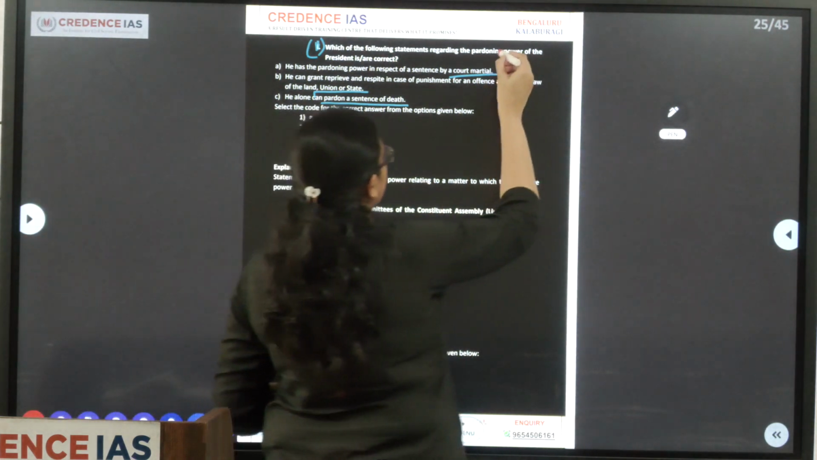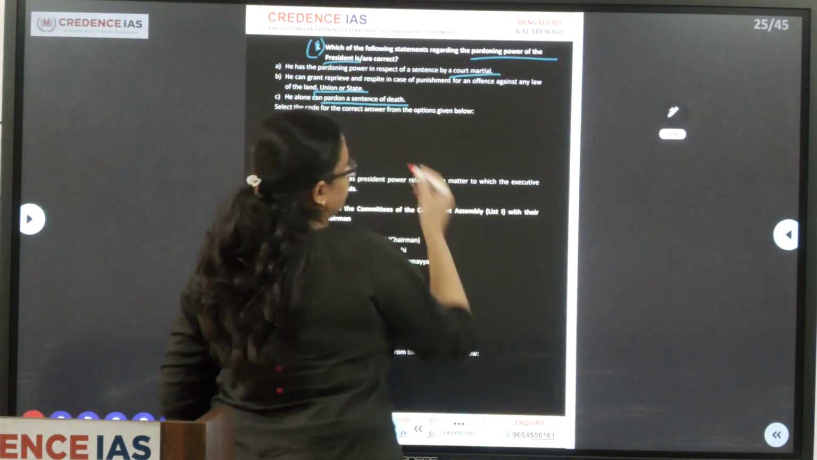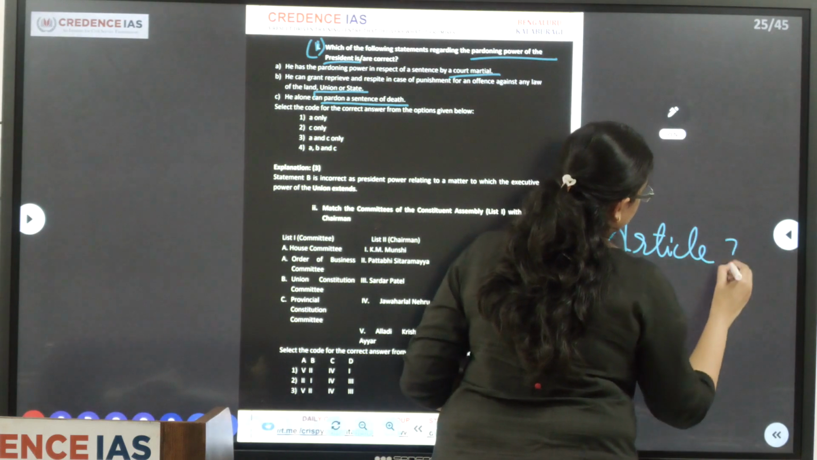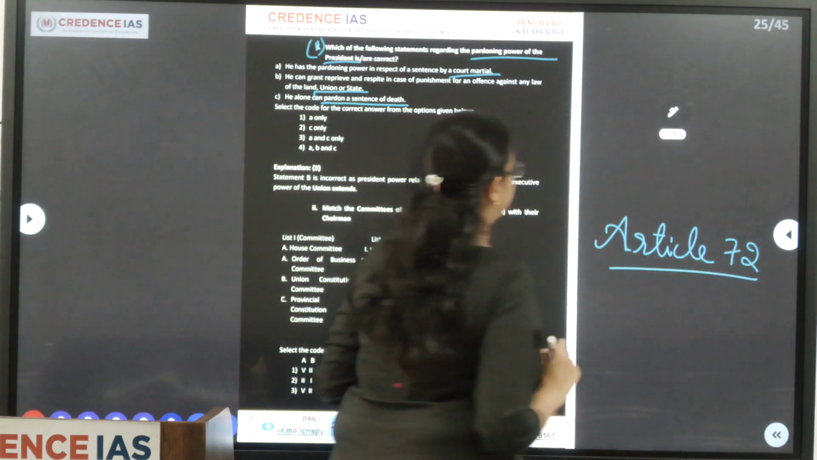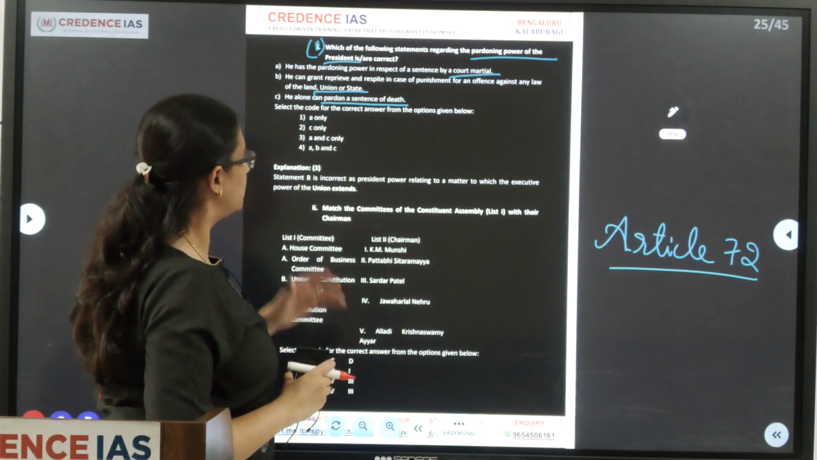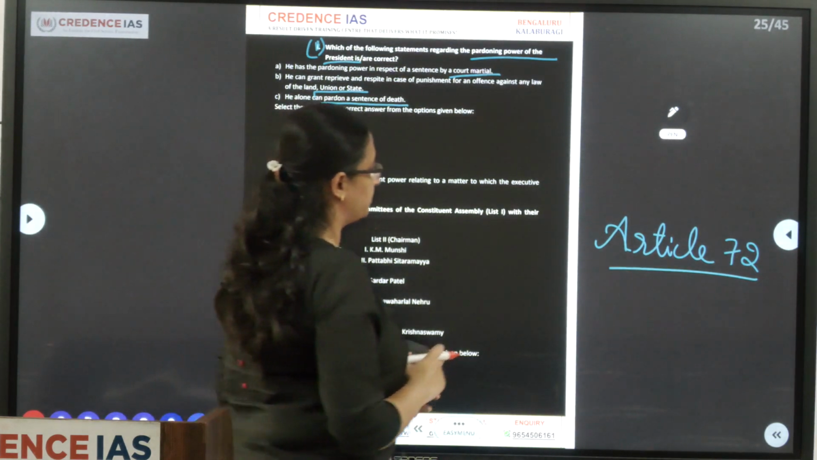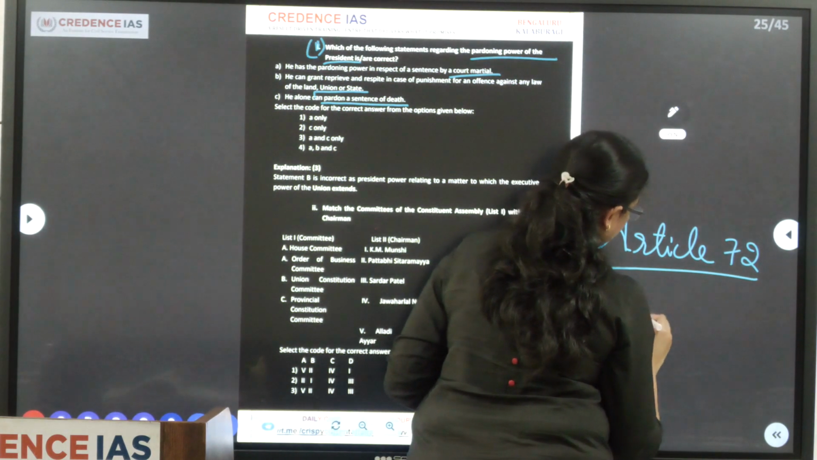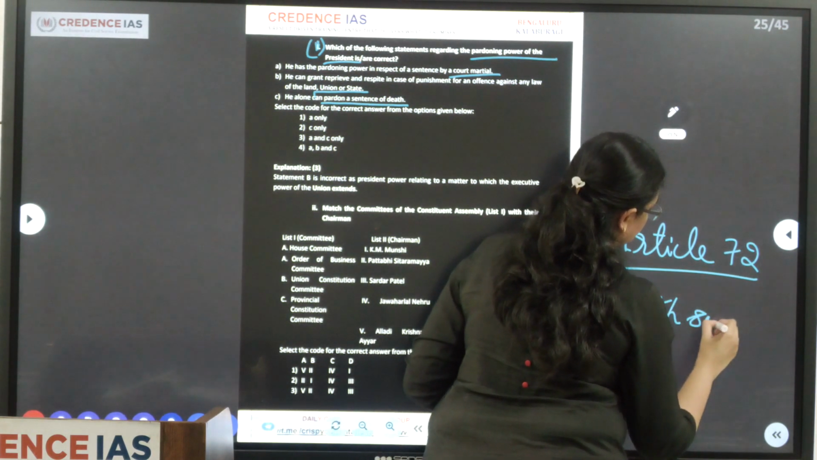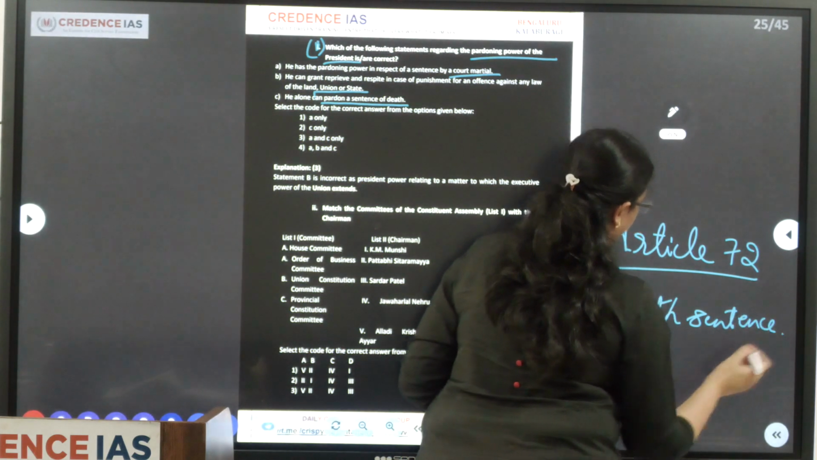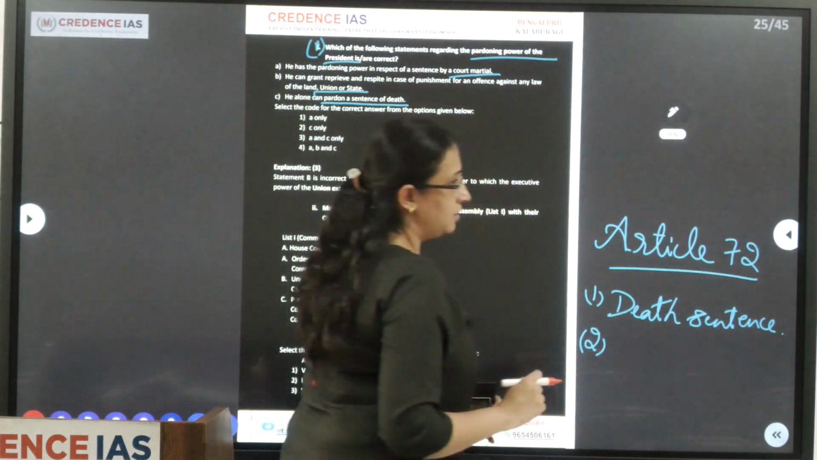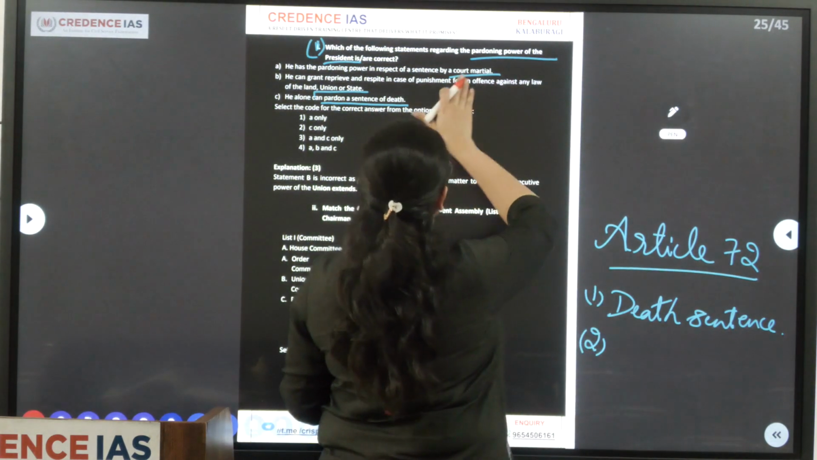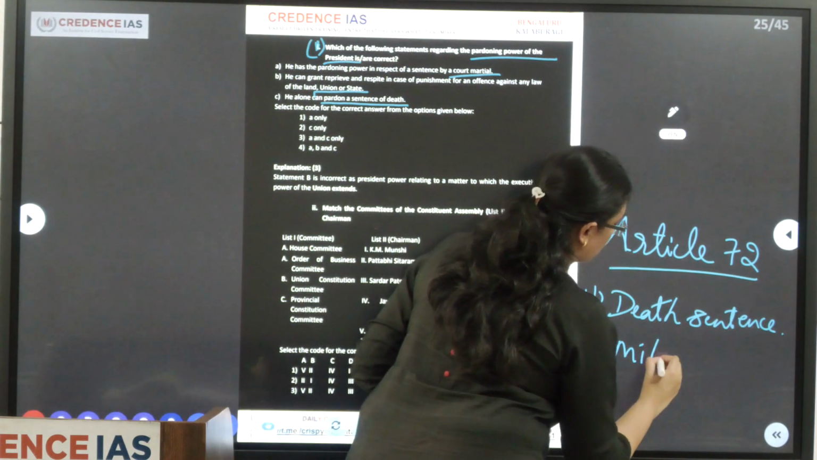So coming to the pardoning power of the President, Article 72 deals with the pardoning power of the President. The President has the power to pardon in 3 cases. He can pardon a death sentence. He can pardon a sentence issued by a court martial, that is, a military court.